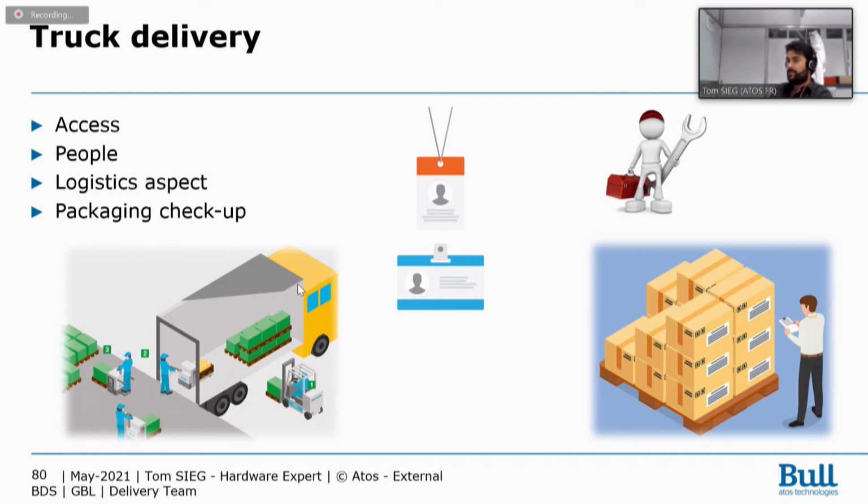Logistic aspects. Do you have a transpallet? Do you have enough tools to carry pallets, racks, and materials? And the packaging checkup. If, for example, you deliver a rack to Dakar, Senegal, Diamniadio, from the Angers factory in France, it will travel for a long time. It will travel across all of France, across the ocean, and part of Senegal.